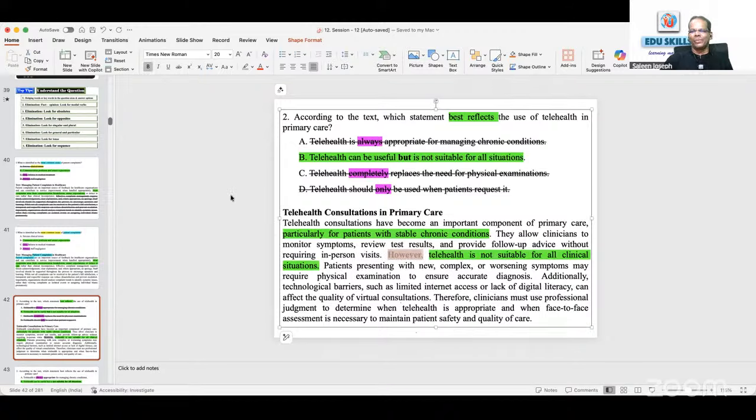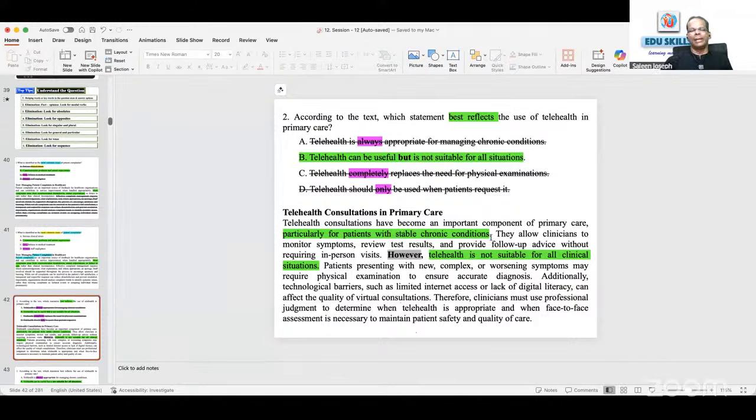So here, what happens if you understand the first sentence: particularly for patients with stable chronic conditions, specifically for these people, not all the people, not suitable for all conditions or situations. Telehealth consultations have become an important component of primary care, means telehealth can be useful, particularly for patients with stable chronic conditions. The topic sentence is the paraphrasing of option B.